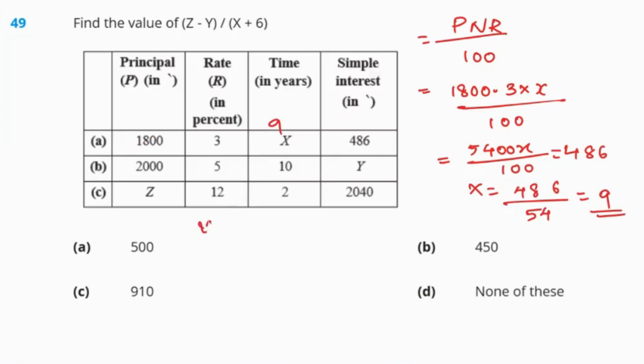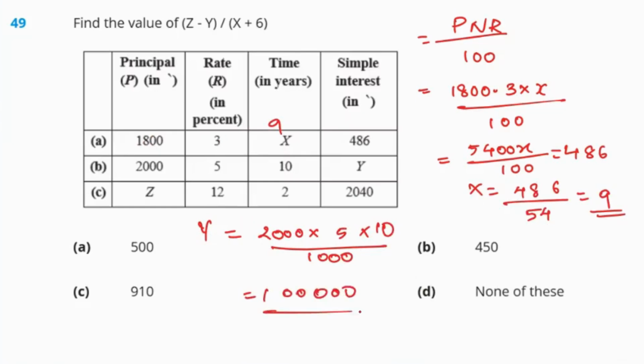And y, we will get y is equal to 2000 into 5 into 10 by 1000, which is equal to 1 lakh by 1000. Okay. So in this case also we are getting 1000. Y is equal to 1000, the simple interest.